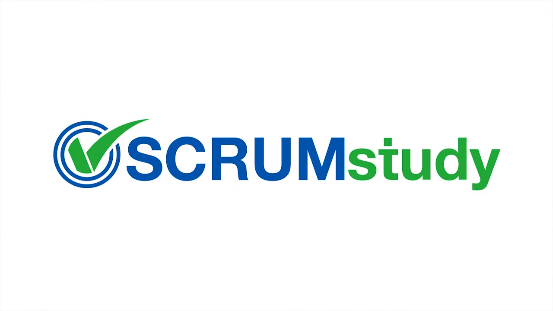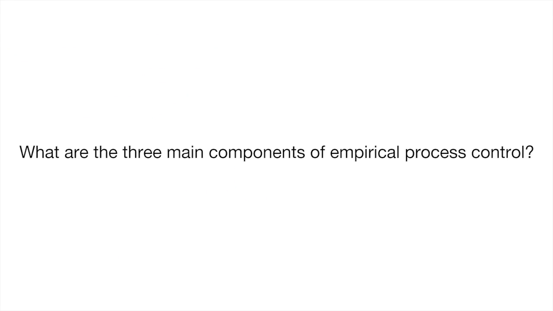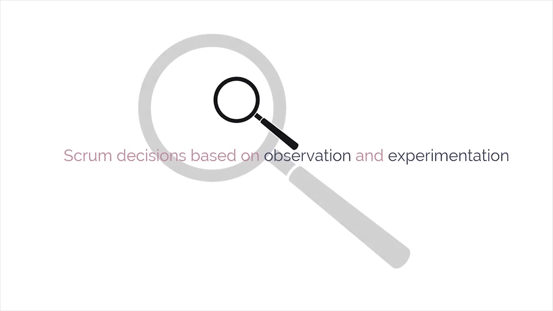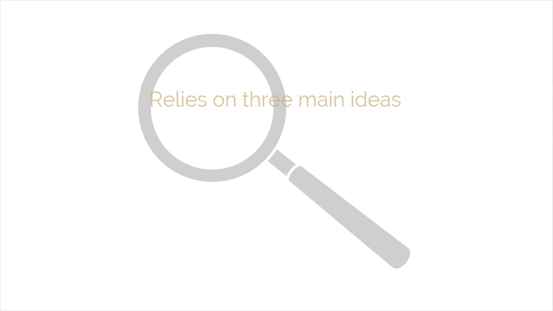Welcome back to Module 2, Scrum Principles. In this session, we'll see how decisions are made in Scrum and what the three main characteristics of empirical process control are. In Scrum, decisions are based on observation and experimentation rather than on detailed upfront planning. Empirical process control relies on three main ideas of transparency, inspection, and adaptation. We'll now discuss the three main ideas of empirical process control with the help of a few diagrams.